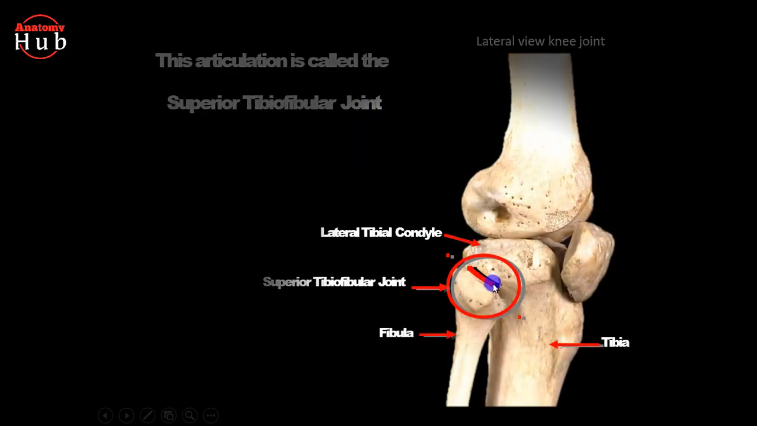Here you can see how this articulation takes place. The smooth surface of the fibula articulates with the lateral condyle of the tibia. This joint is known as your superior tibiofibular joint, otherwise known as your proximal tibiofibular joint.